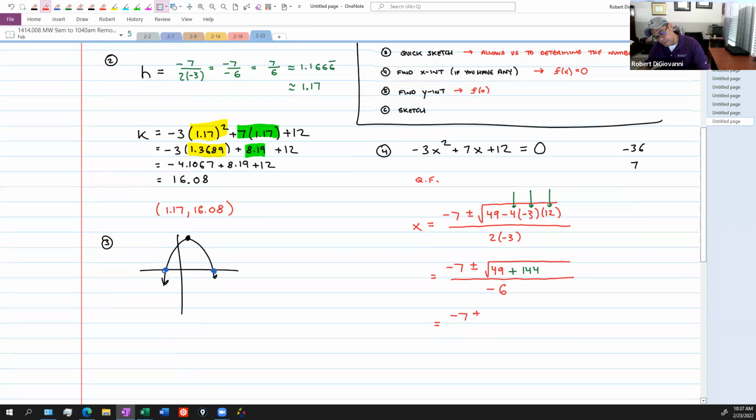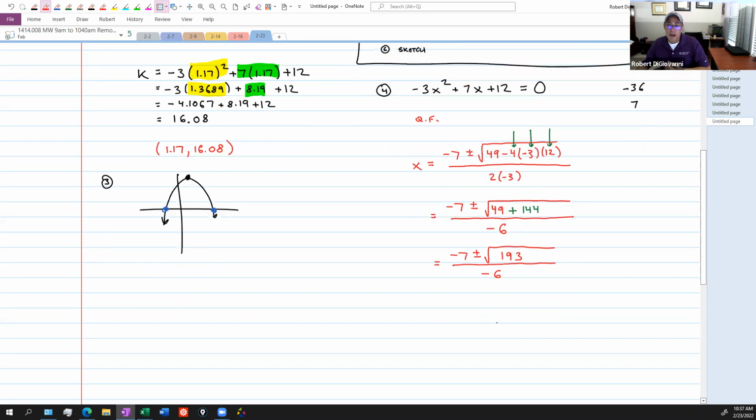Then continue. Okay, I take 144 and I add 49, right? And I get the square root of 193 over negative 6. And now I have to take the square root of 193 on my calculator. When I do that, I get 13.8924. So I'm just, again, going to round this. I get 13.89 all over negative 6.